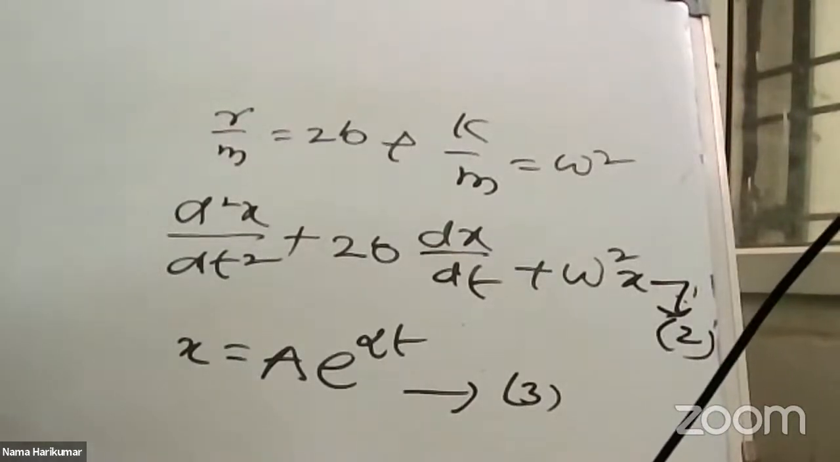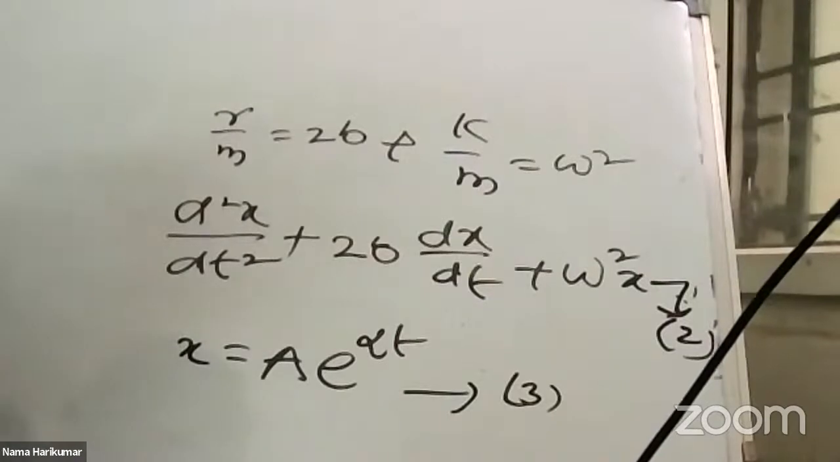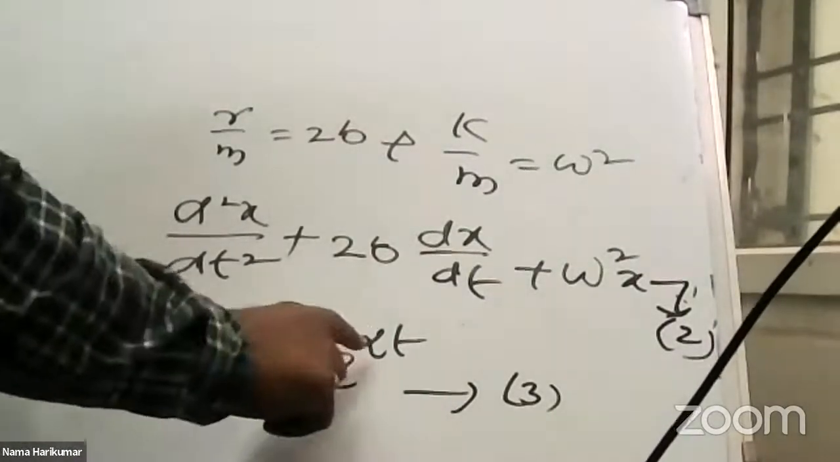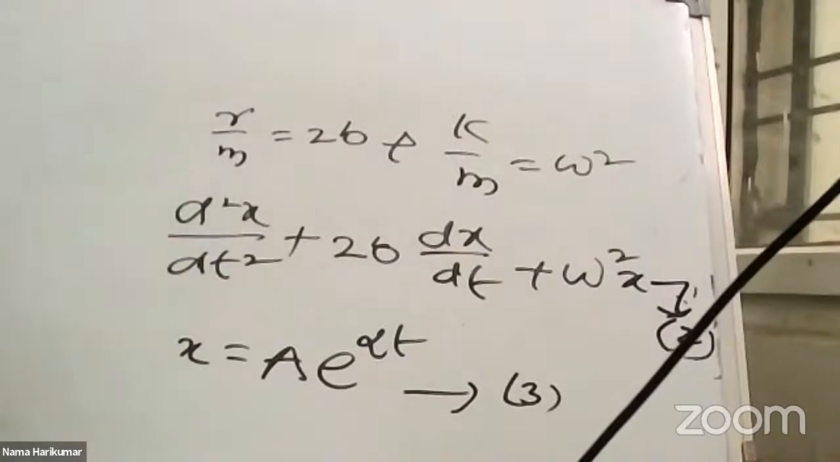So a and alpha are the arbitrary constants. You can write it: a and alpha are the arbitrary constants. Right, so listen carefully.